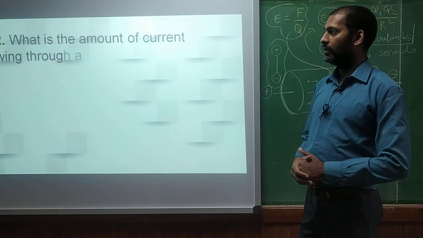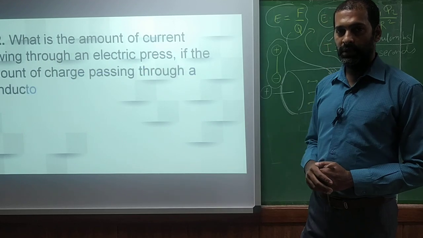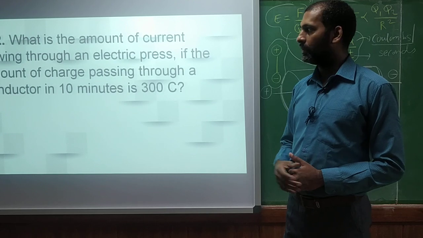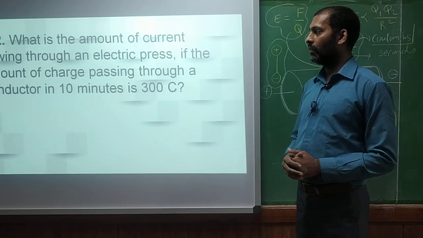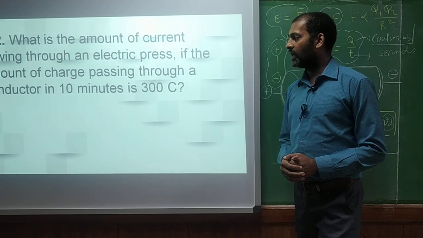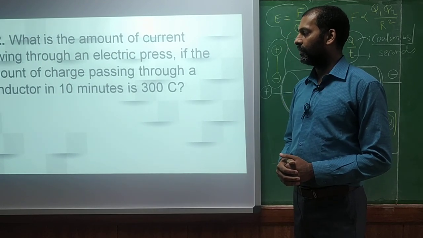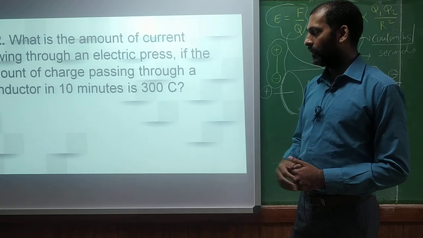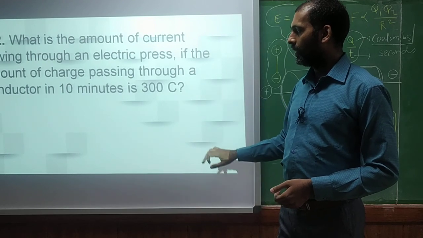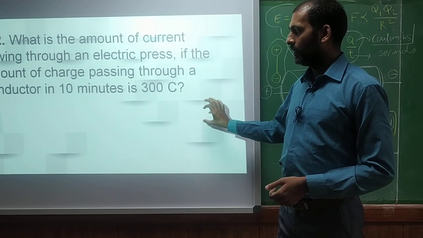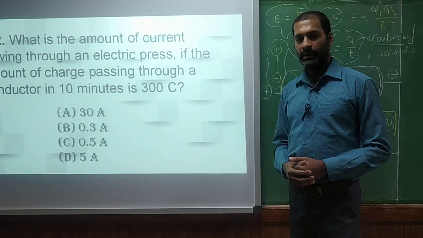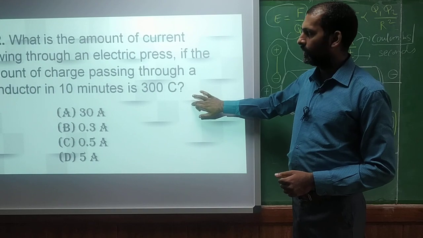Here you can have the second question. This question will not be given directly in this form. You have to take it from here and answer. The question is, what is the amount of current flowing through an electric press, the iron, if the amount of charge passing through a conductor in 10 minutes is 300 coulombs? You have to take care of the values, how to convert minutes into seconds. And you have 4 options: 30 ampere, 0.3 ampere, 0.5 ampere or 5 ampere. You have to answer this.